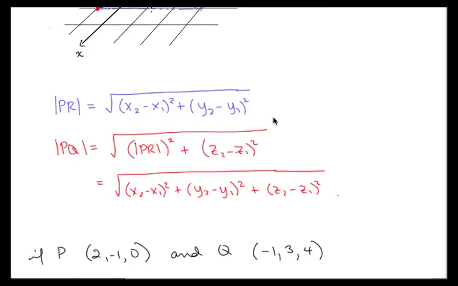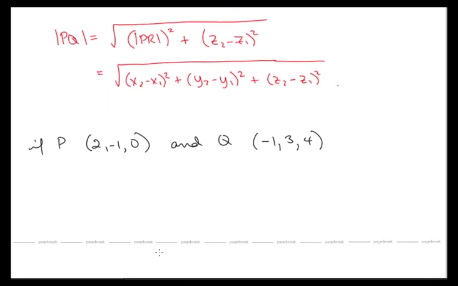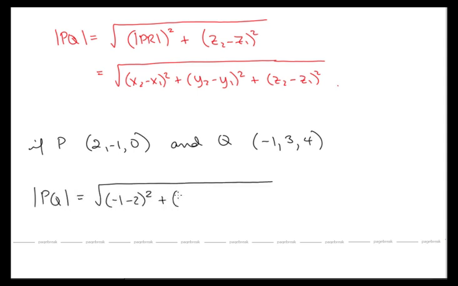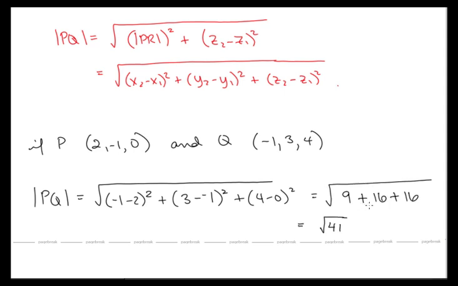So if, as in our picture, P is the point (2, negative 1, 0), and Q is the point (negative 1, 3, 4), then the distance from P to Q is going to be the square root of (negative 1 minus 2) squared plus (3 minus negative 1) squared plus (4 minus 0) squared. So that's going to be 9 plus 16 under the radical, so that's going to give us radical 41.